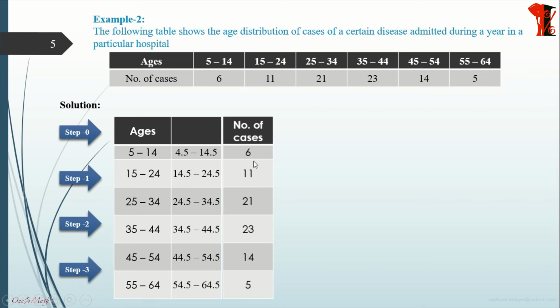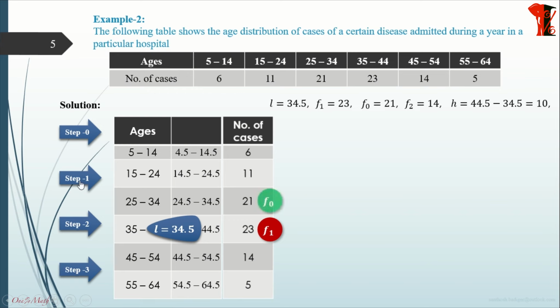After this, we know what we have to do. We have to find the biggest frequency, which you already know here, 23. So that's the first step. That is F1. Now its modal class is 34.5 to 44.5. Its lower limit is 34.5, that is L. Next we have to find F0. F0 is the previous frequency, which is 21, and F2 is the next frequency, which is 14. So we can mark all of them.